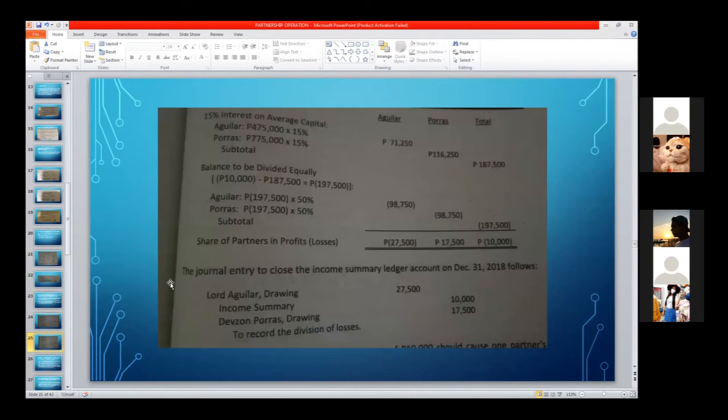Ayan, so balik tayo dito. Magpasensya na kayo sa mga aso. Nanghihingi sila.